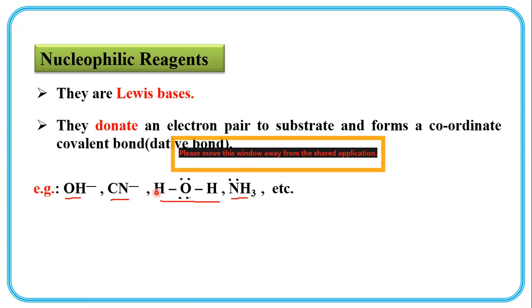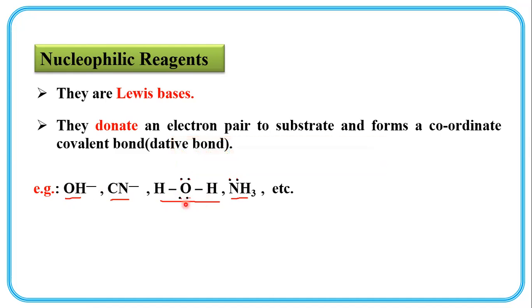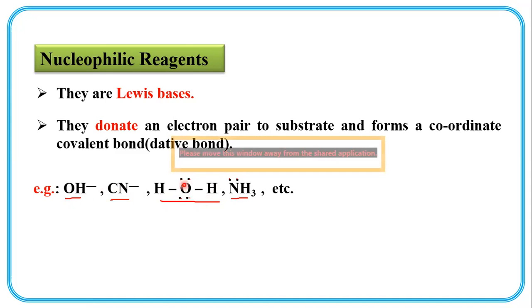H2O, or NH3. See, in this example, these are negatively charged species, nucleophiles, H2O, neutral molecule, but this oxygen atom has two lone pairs of electrons. In this neutral molecule ammonia, nitrogen has lone pair of electrons. Means these are nucleophiles, electron rich species.